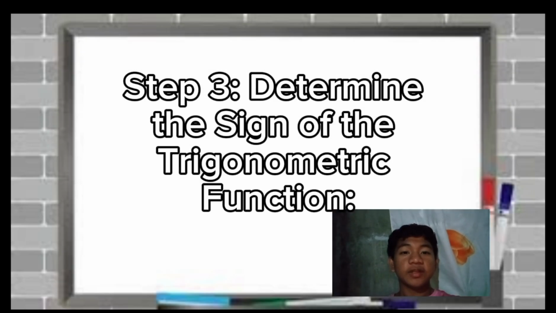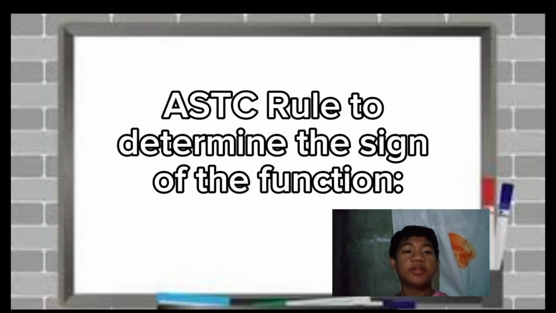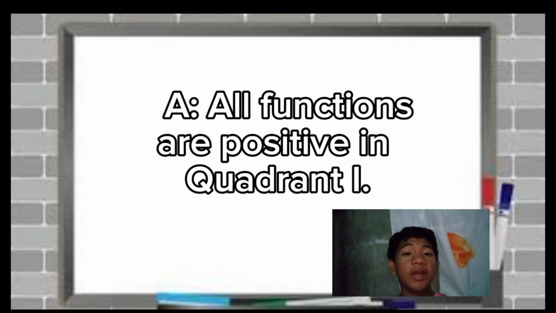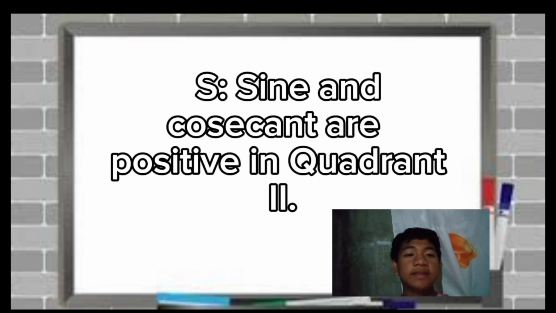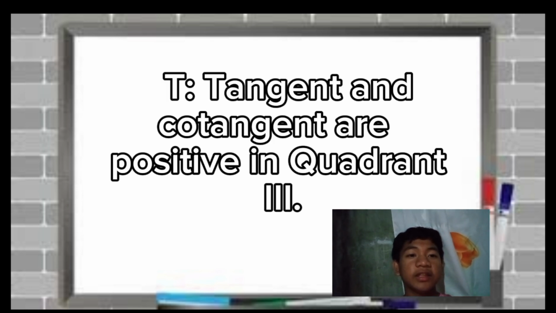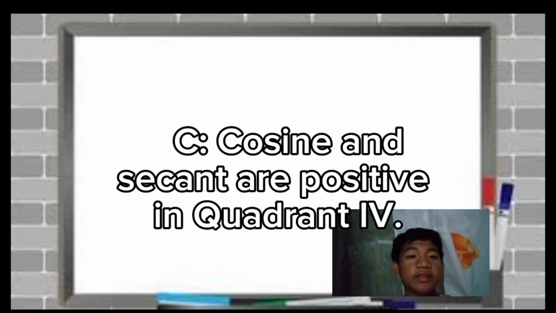Step 3. Determine the sign of the trigonometric function. To determine the sign, we will use the ASTC rule. A is for all functions are positive in quadrant 1. S is sine and cosecant are positive in quadrant 2. T, tangent and cotangent are positive in quadrant 3. C is cosine and secant are positive in quadrant 4.